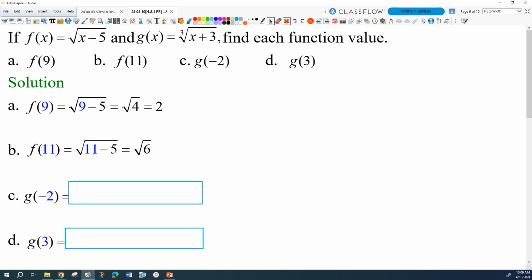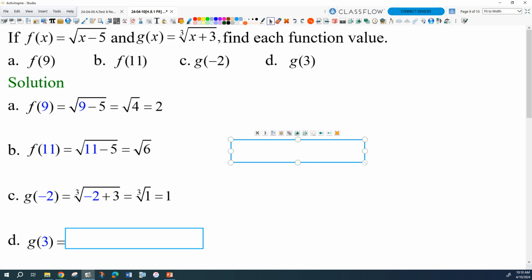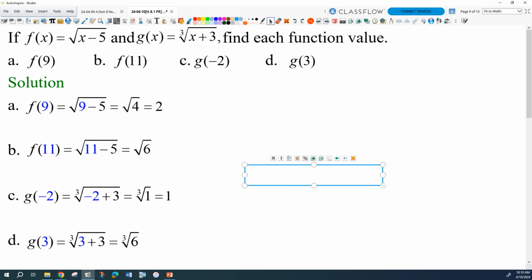G of negative 2. 1, okay. Yeah, because G of negative 2 plus 3 is cube root of 1, which is 1. Okay, and then finally G of 3. Cube root of 6. I can't go any further. Cube root of 6 is what I'm stuck with.